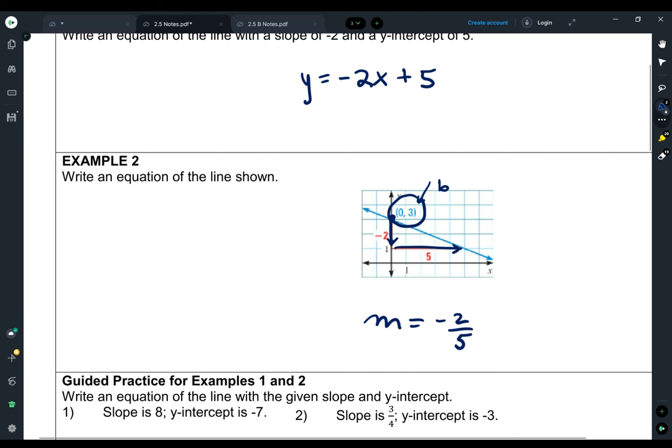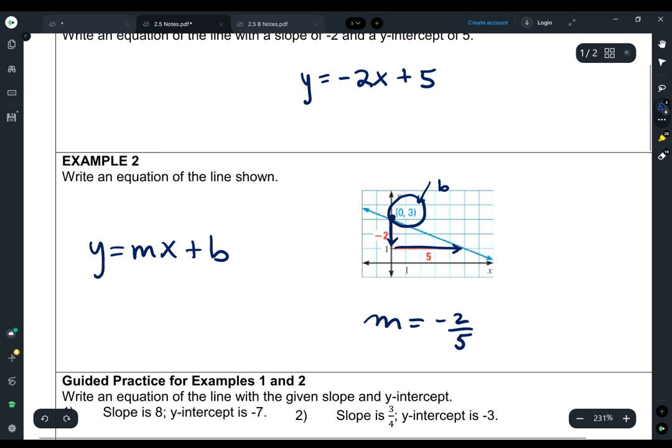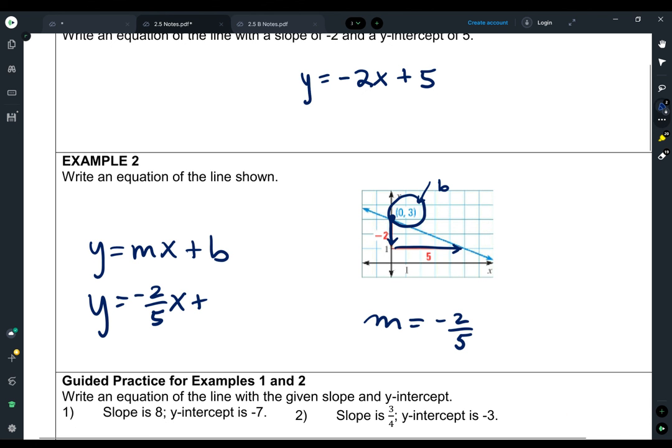So then I can write my equation. Y equals mx plus b. So instead of an m, I'm going to write that y equals -2/5 x plus, and then instead of my b, because 0, 3 is my y-intercept, I'm going to write plus 3.